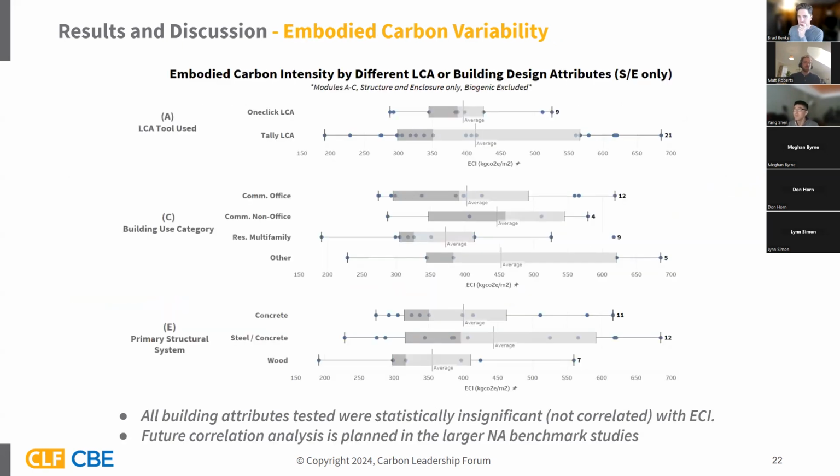Next. We can also show the embodied carbon variability based on different LCA or building design attributes. In this slide, the LCA tool used, building use category, and primary structural system were included. It is easy to see that all building attributes tested were statistically insignificant with ECI due to the small data set we collected. Future correlation analysis is planned in the larger North American benchmark study. Next one.